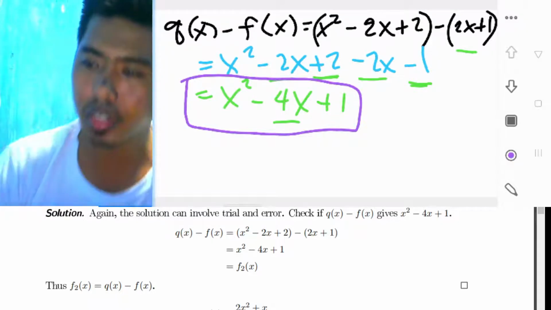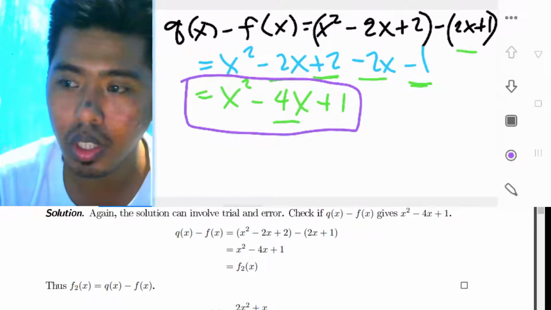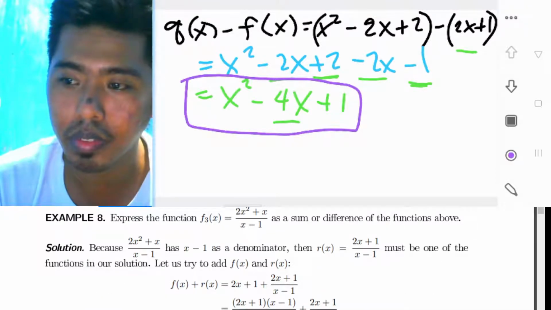Alright, so next, let's proceed to example number 8.